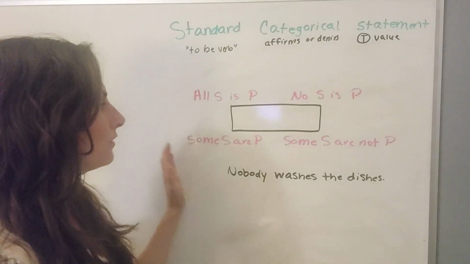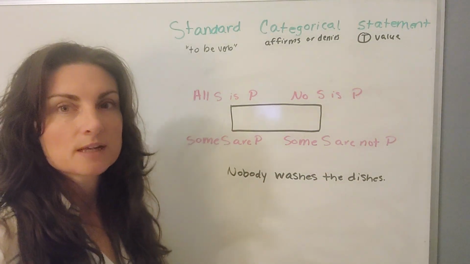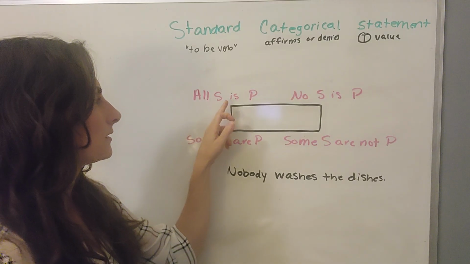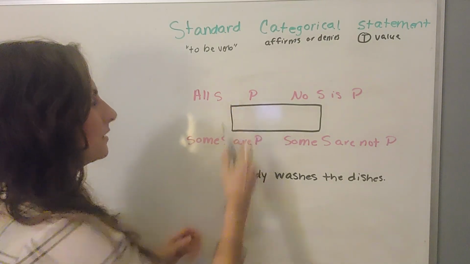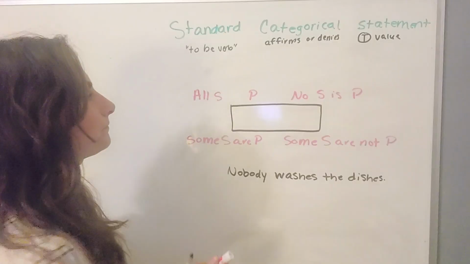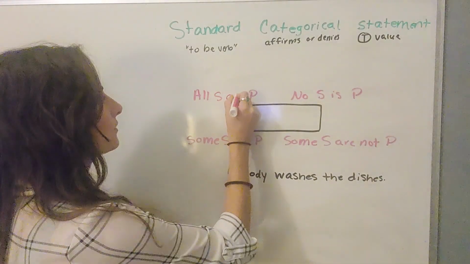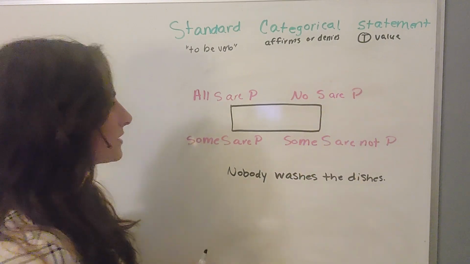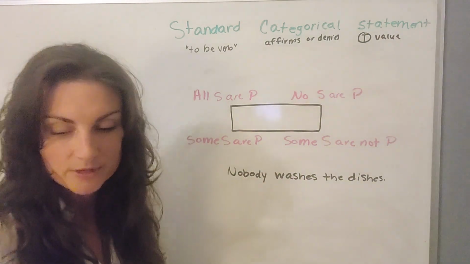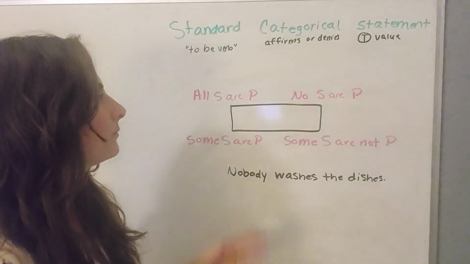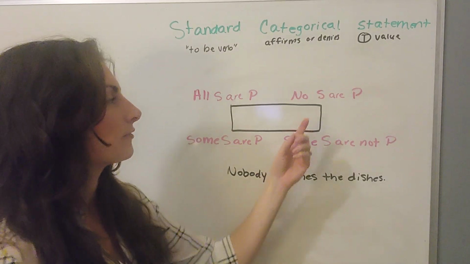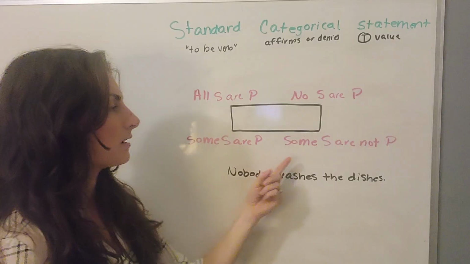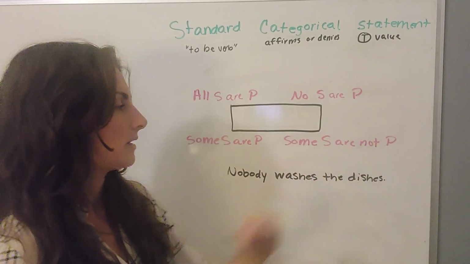Now, I've got all four standard categorical statements up here on the board. All S are P, this should probably be an R. All S are P, no S are P. And again, it just matters what the subject is, but it sounds better for right now if I make that an R. No S are P, some S are P, some S are not P.